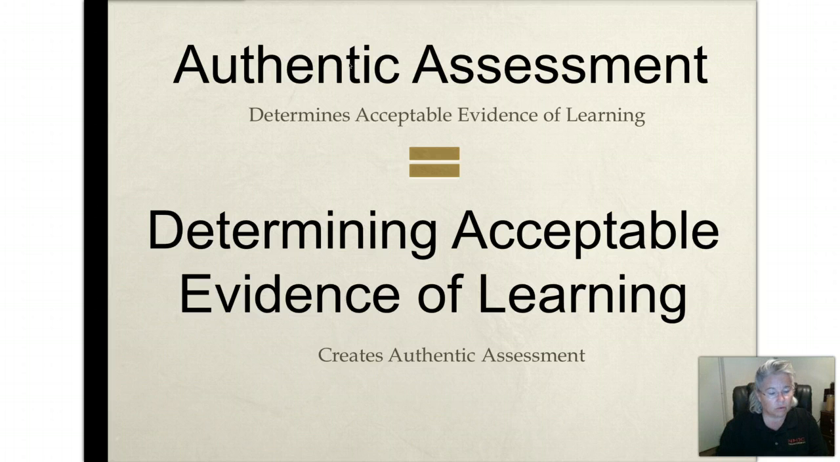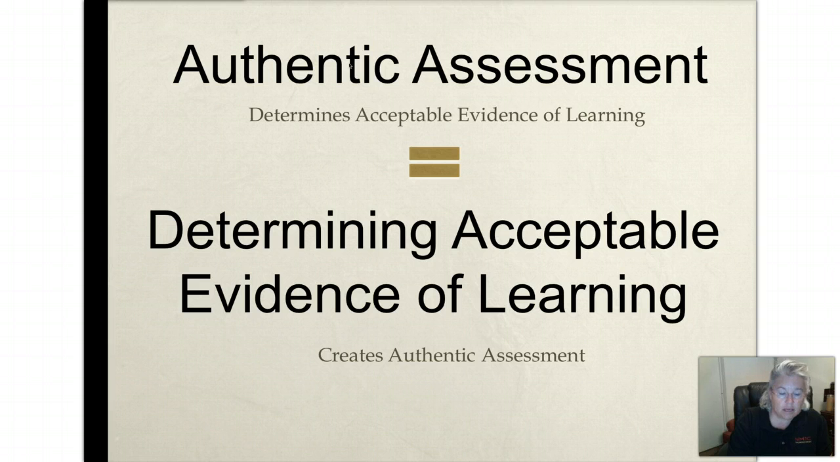Okay, so the second phase in backwards design is called determining acceptable evidence of learning. How will you know if your students have achieved the desired results you want as proof of acceptable evidence of learning? Will it be through the use of authentic assessment? If you will look at this slide, authentic assessment determines an acceptable level of learning.